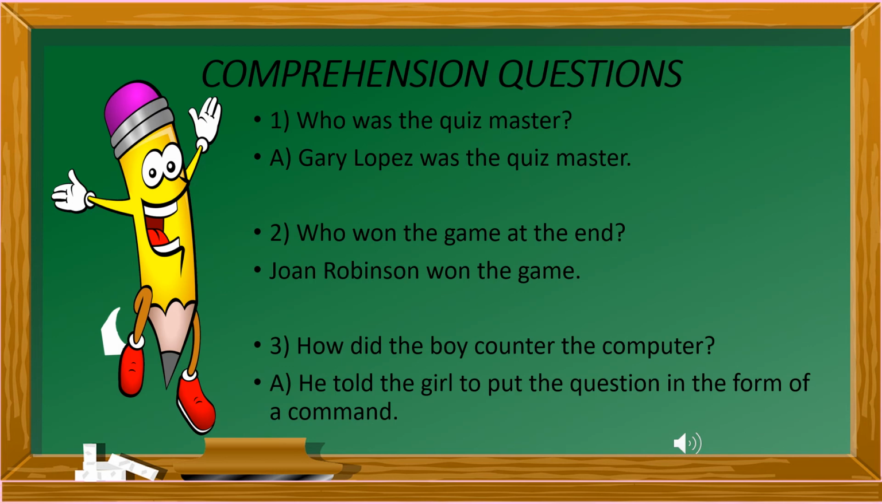Comprehension questions. 1. Who was the quiz master? Gary Lopez was the quiz master. 2. Who won the game at the end? Joan Robinson won the game. 3. How did the boy counter the computer? He told the girl to put the question in the form of a command.